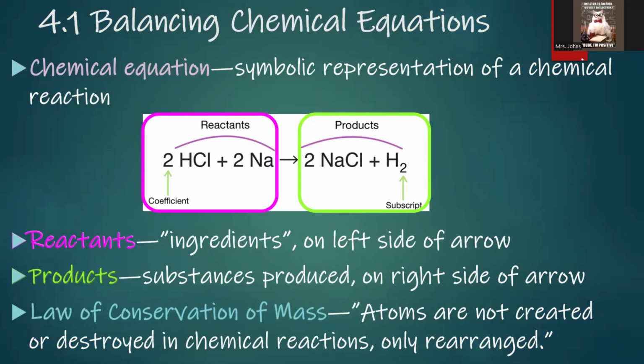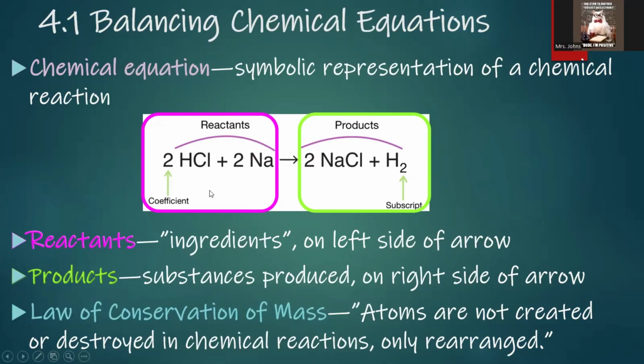Chemical equations are kind of like sentences. They have the symbolic representations of the chemicals in a chemical reaction. On the left-hand side, we have our reactants, and on the right-hand side of the arrow are the products. The larger numbers in front of the chemicals are called coefficients, and the little numbers down below the surface are called subscripts. The reactants are kind of like the ingredients, and the products are the substances produced.